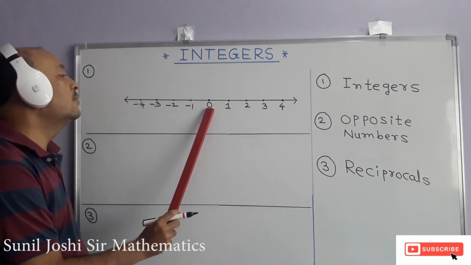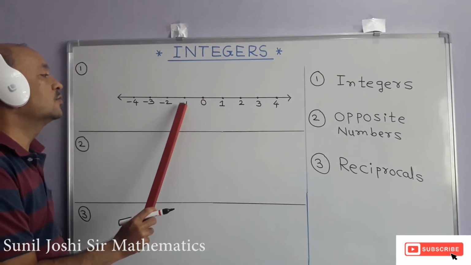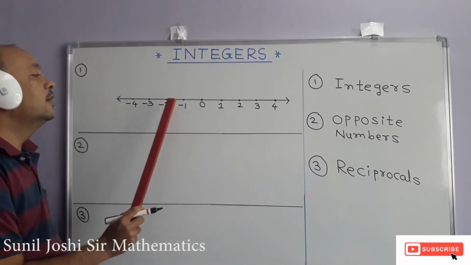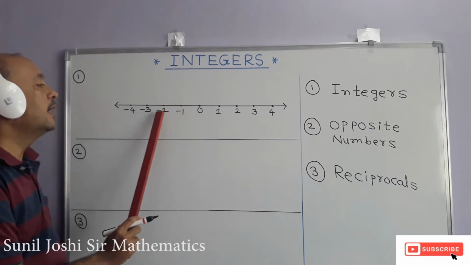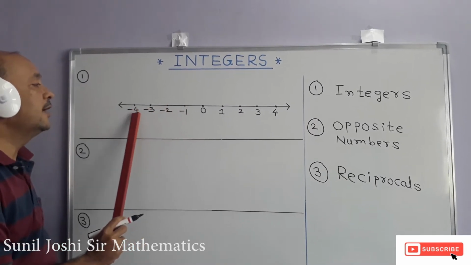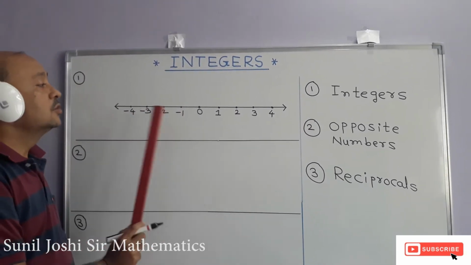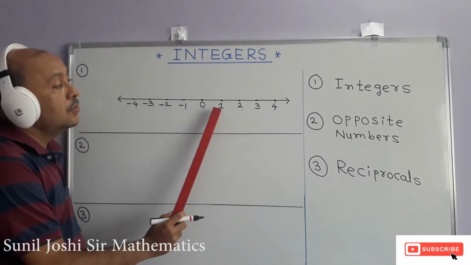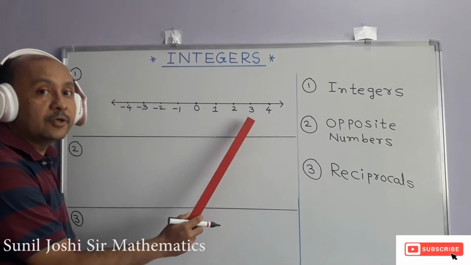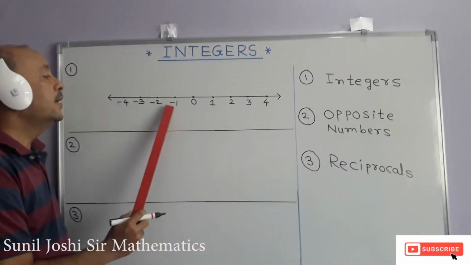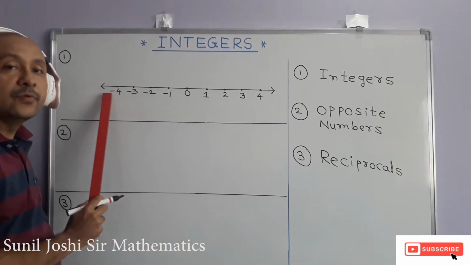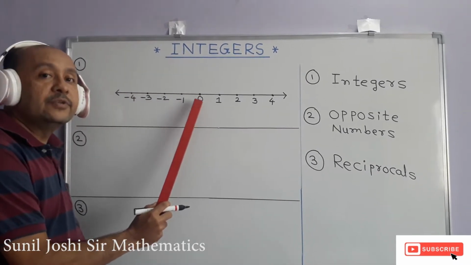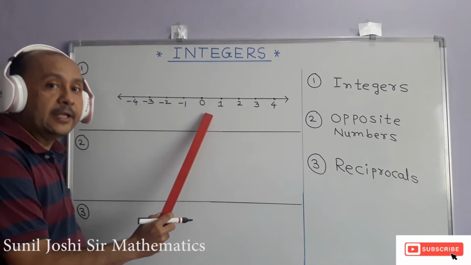And before these whole numbers, there are negative integers. Minus 1, minus 2, minus 3, minus 4 and so on. It is also called negative 1, negative 2, negative 3, negative 4 and so on. These are called integers on the number line. 1, 2, 3, 4 are called positive integers. Negative 1, negative 2, negative 3, negative 4 are called negative integers. 0 is a number which is neither positive nor negative.